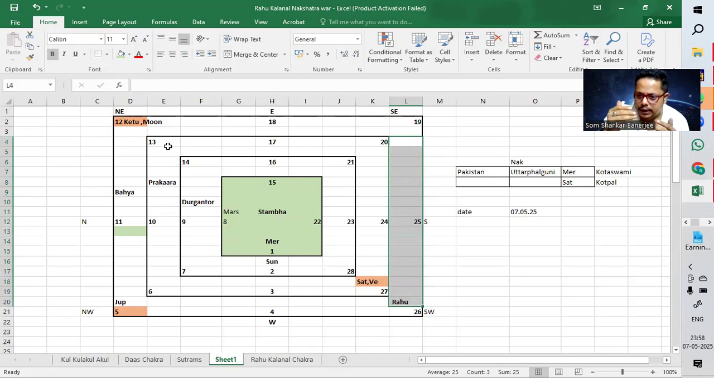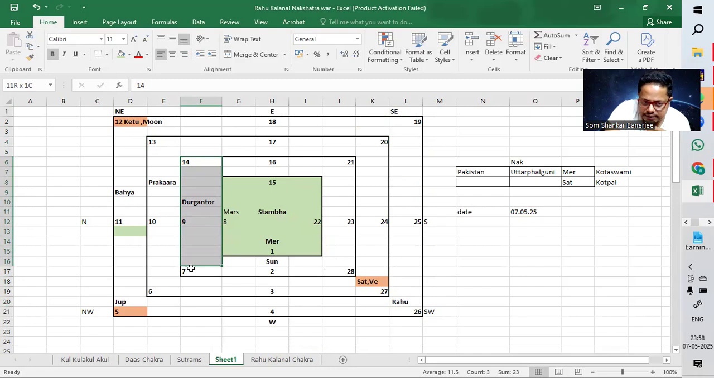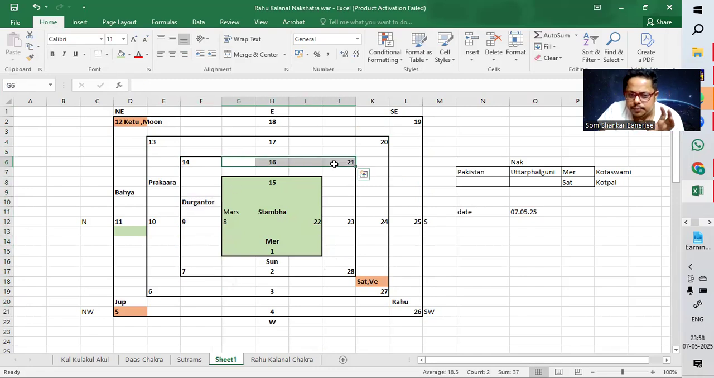Now, once you enter the fort, there's a huge tall wall. That's the prakara. From that wall till the main city, there is one more boundary, the city boundary. Within the city boundary, there are offices, schools, and everything. This part is called Durgantar. And in the center of the city, there is the palace of the king. That's called Stambha.